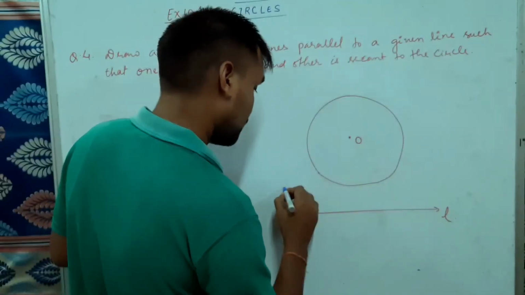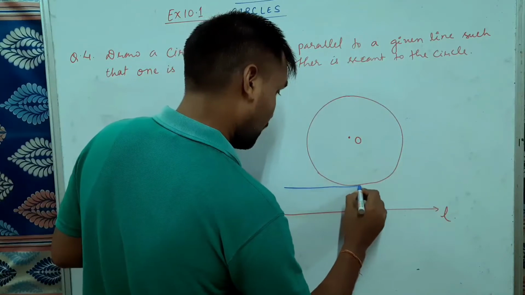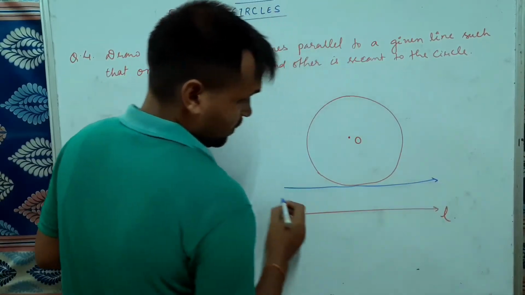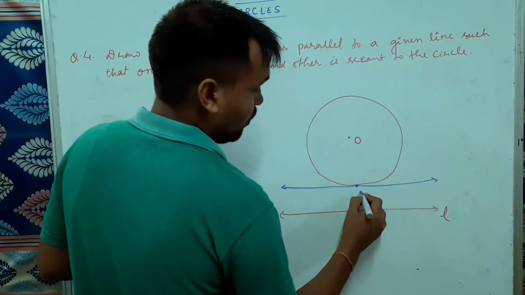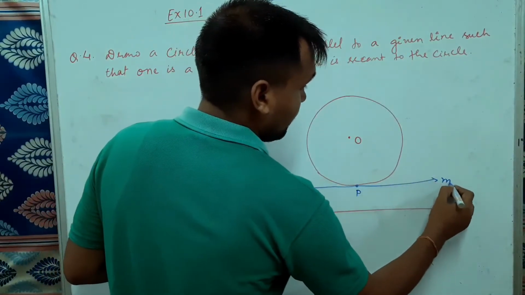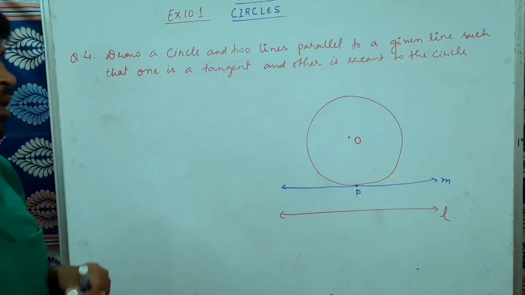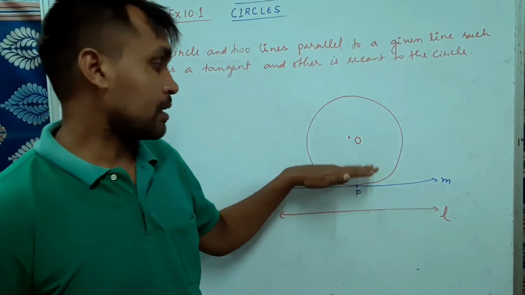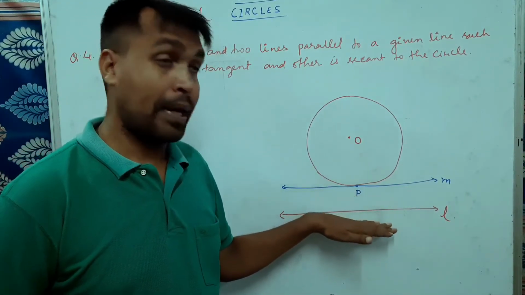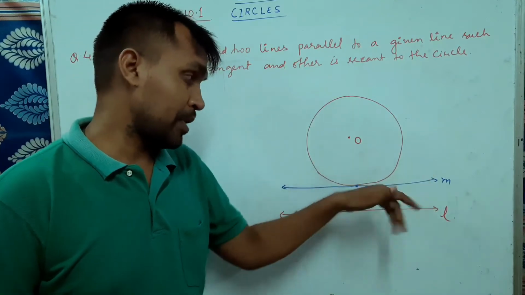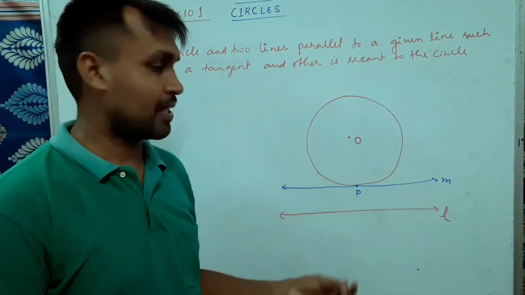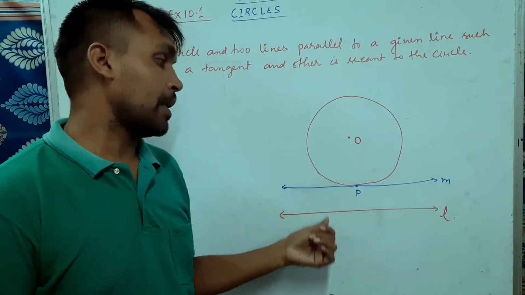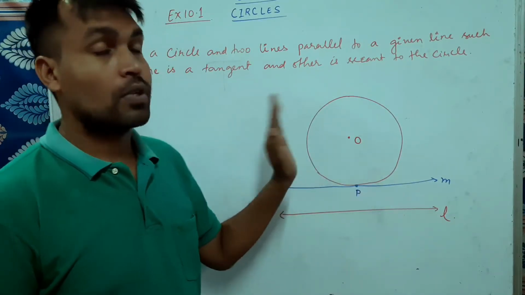Suppose this is another line. This is point P and this one is M, line M. This line M is a tangent to the circle as well as parallel to the given line. It doesn't look straight because I have drawn freehand, so you draw with a scale. These two lines M and L are parallel and it is also a tangent.